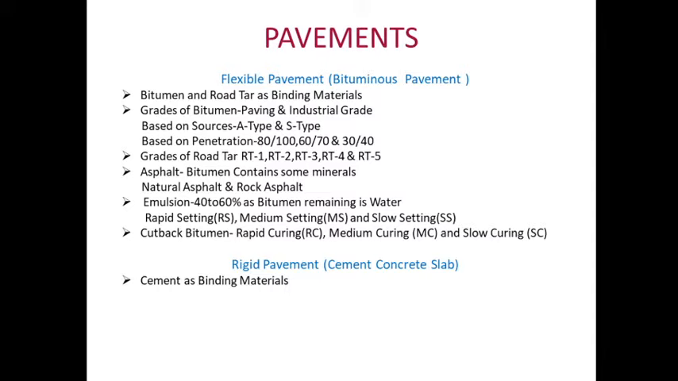Like that, bitumen is available in wet condition, called emulsion. In emulsion, 40 to 60% is bitumen, the remaining is water. Emulsion bitumen can be classified as rapid setting RS, medium setting MS, and slow setting SS. Then cutback bitumen can be classified as rapid curing, medium curing, and slow curing. In flexible pavement, bitumen is a binding material, whereas in rigid pavement, cement is a binding material.